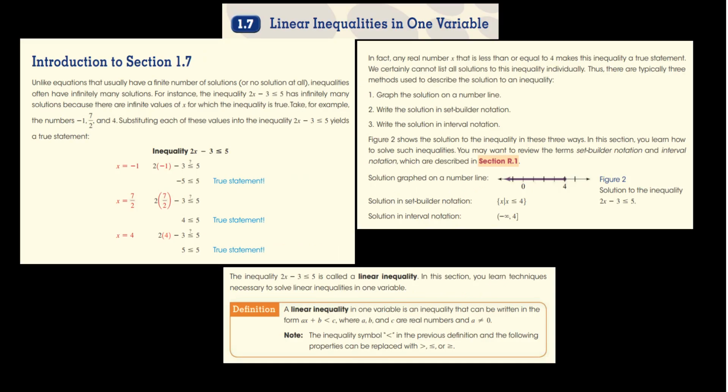Okay, so solve the inequality, express the answer in set builder notation. Okay, so set builder notation, if you recall, looked like this. So we have to put our solution in a form that kind of looks like that. So let's go ahead and rewrite this essentially.